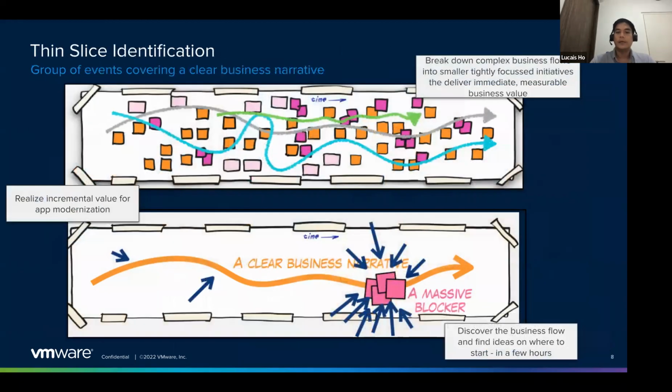From event storming, we will have many flows describing a business domain. Instead of trying to solve the entire business events in one go, we want to take a thin slice, or a group of events covering a succinct business narrative, in order to start our modernization efforts. This lean approach allows us to realize incremental value while minimizing risk.